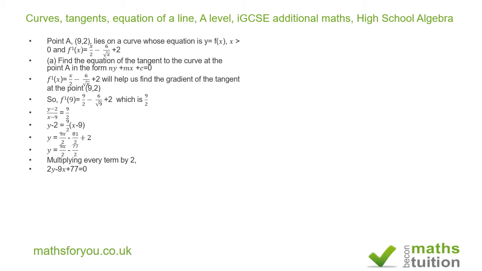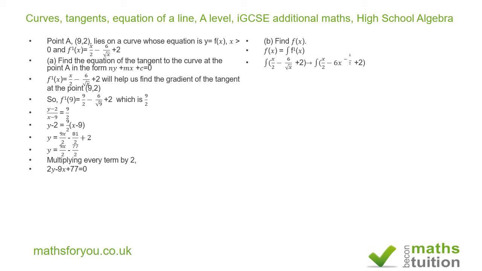Now for part B, part B says find f(x). Now we know that the derivative of f(x) is f'(x). Therefore, to find f(x), we need to integrate f'(x). And f'(x) we know is x over 2 minus 6 over root x plus 2. So that's what we got there. So we need to integrate that now.